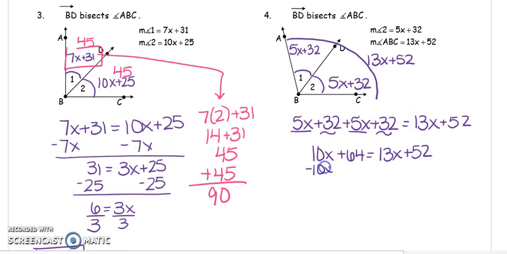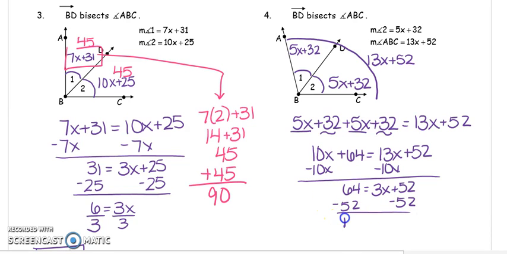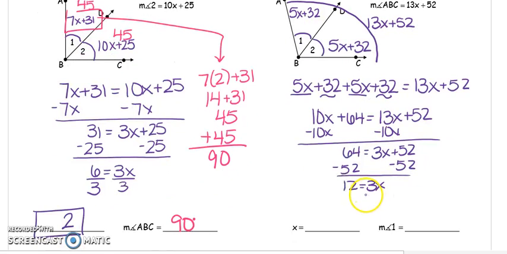We'll move the 10x on over, which will give me 64 equal to 3x plus 52. We'll subtract the 52, and we'll get that 12 is equal to 3x. If we divide both sides by 3, we'll see then that x is going to be equal to 4.